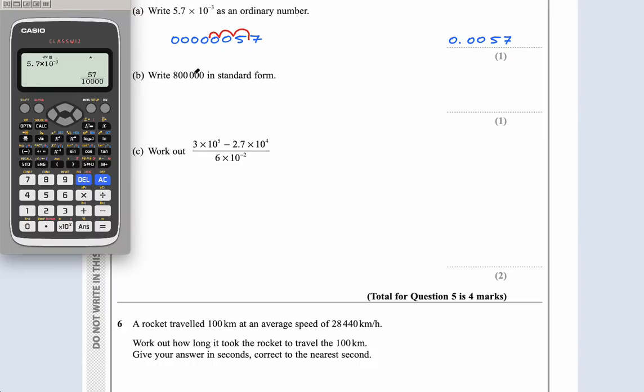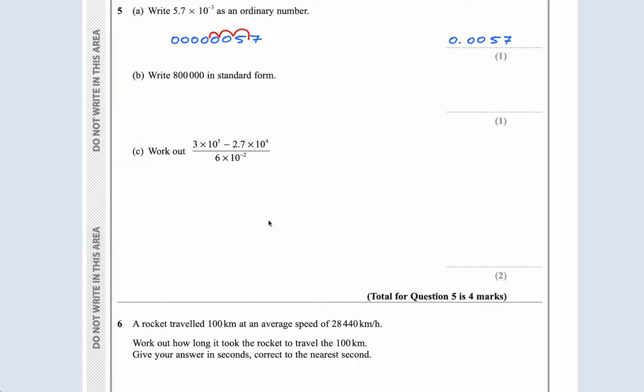Okay, write 800,000 in standard form. Now, unfortunately, my calculator, if I just do that, won't give it to me in standard form, which is a bit annoying, but there we go. So I need to write this in standard form. Now, it's kind of like this, except the other way.